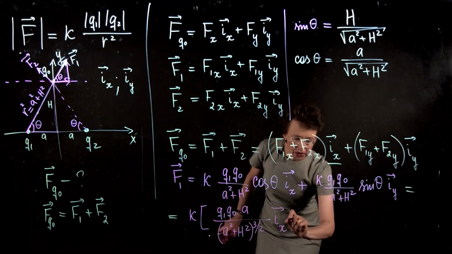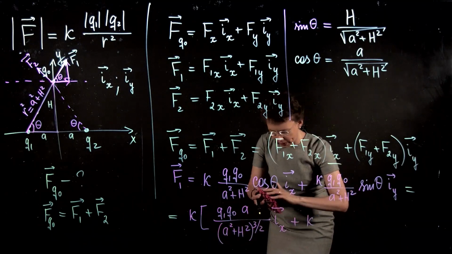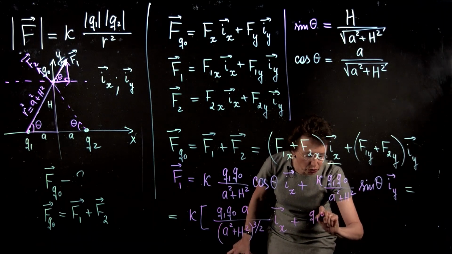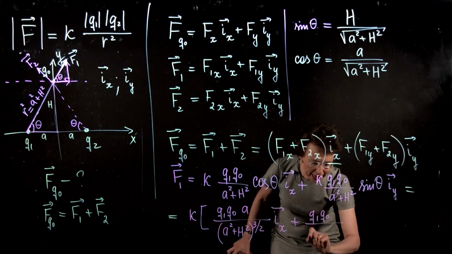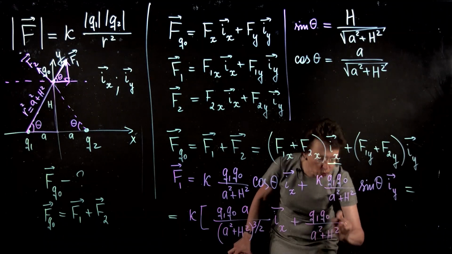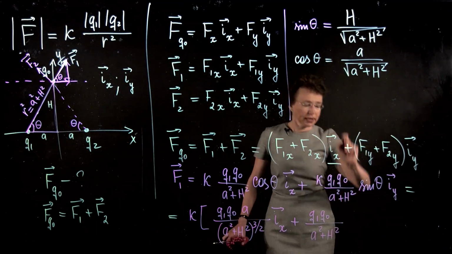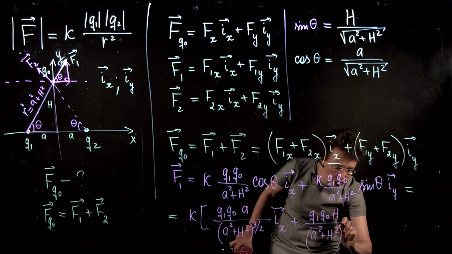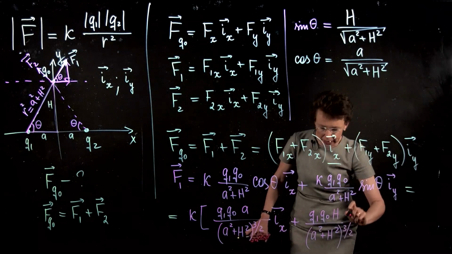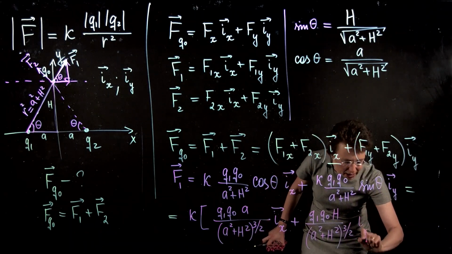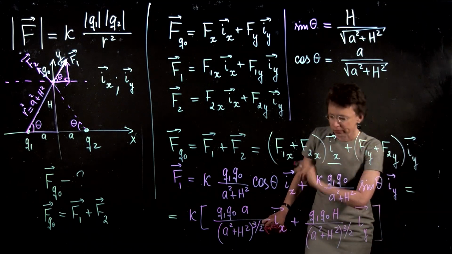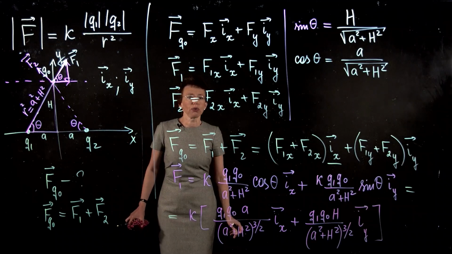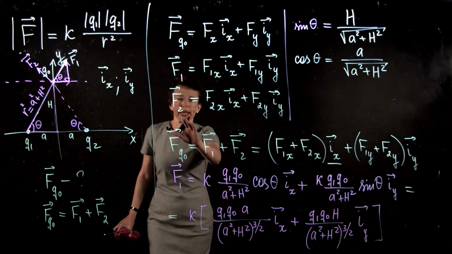And then plus k. K I already factored out. It is q1 q naught divided by a squared plus h squared, and then sine theta brings me h here, and the square root of a squared plus h squared brings me to 3/2. And of course, we cannot forget iy here. So this is my vector F1, force F1. We found it. Now we need to find F2.